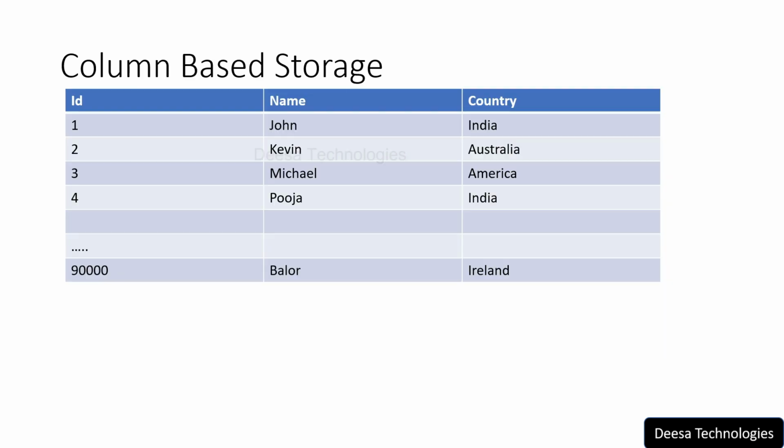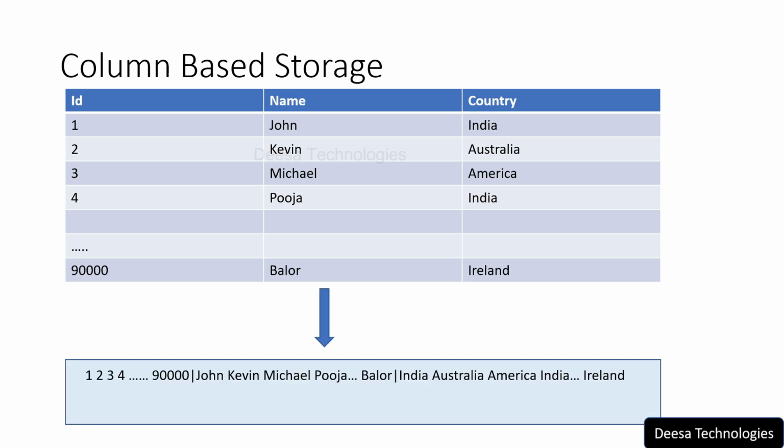The second approach would be the column-based storage. Now, the same data: we have ID, we have name, we have country. If I have to store it in the column-based storage, it would be something like this. It will take all the data coming from a particular column. So it will take all the ID data. If you can see here at the bottom, 1, 2, 3, 4, all the way up to the last ID, it will first store all of them.